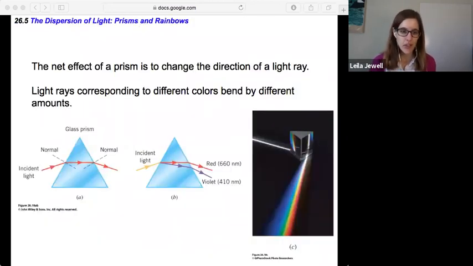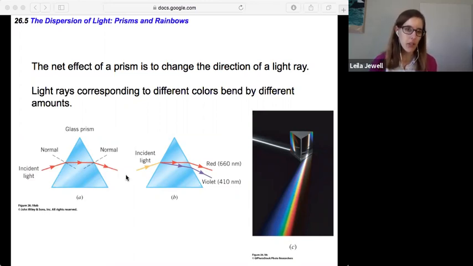The prism is just a triangular piece of glass, usually a chunk like shown here. And the net effect of a prism is to change the direction of a light ray. So if we send in a light ray like this red light of a laser, it bends when it encounters the interface with the glass, and then it can bend downwards. The light that's coming in can then suddenly be going down instead of upward. So the direction is changed.